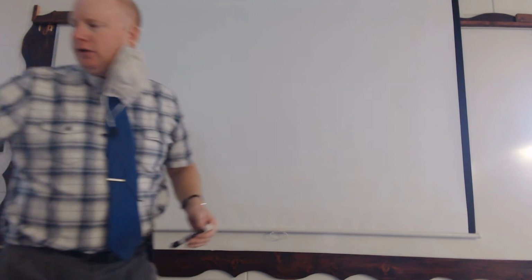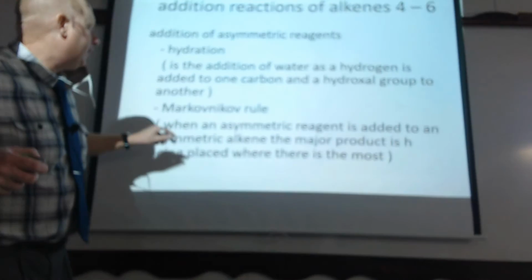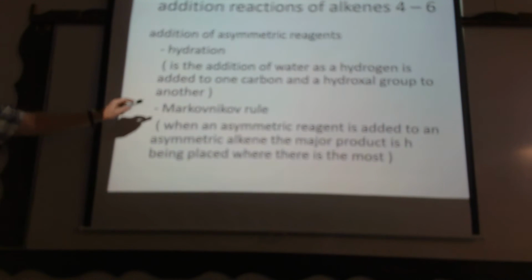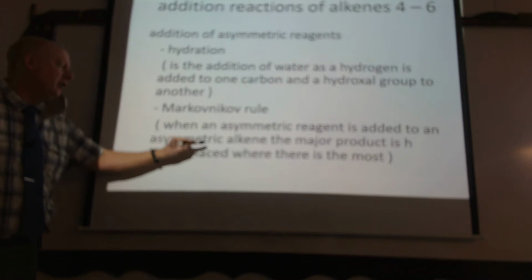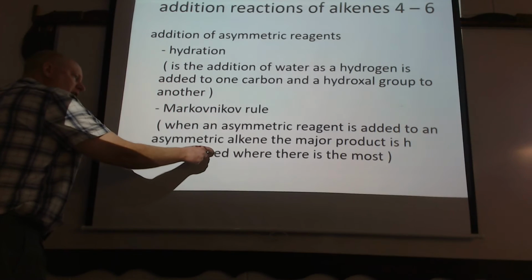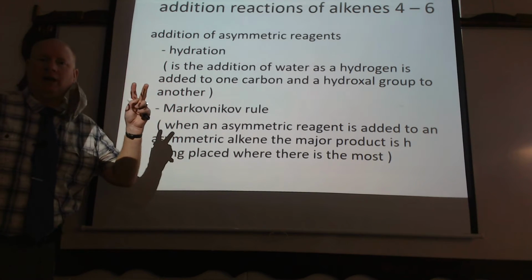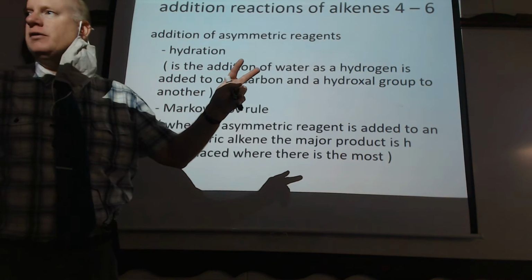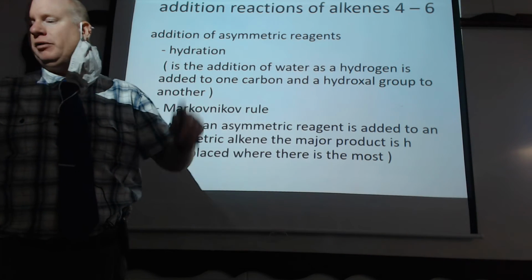Okay, so what we see here is an asymmetrical reagent, hydrochloric acid or hydrogen chloride, adding to an asymmetrical alkene, propene. For the major product, H is placed where there is the most already. So that's why you put it where there are 2 hydrogens around the first carbon as opposed to the second one.